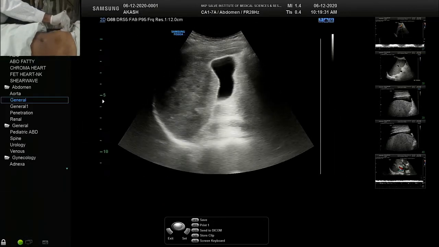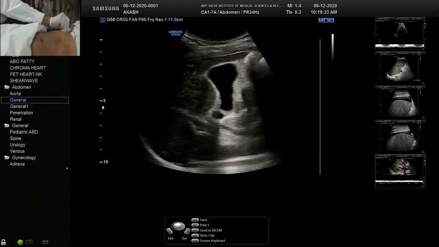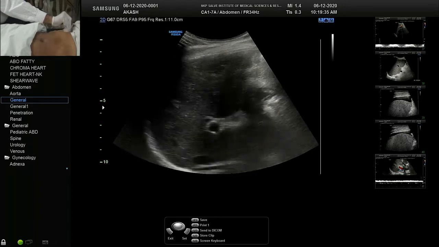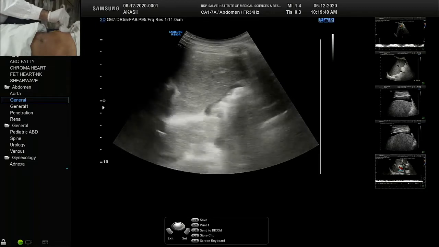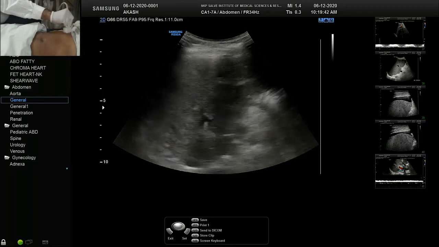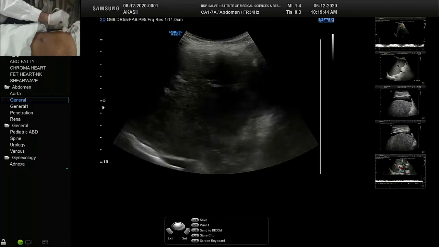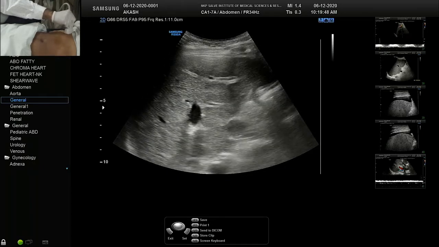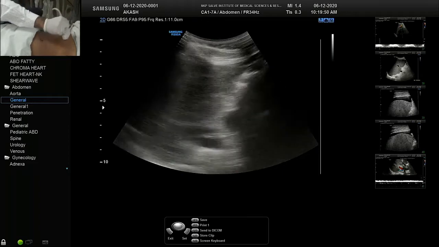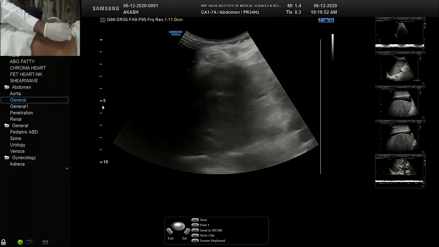We'll see for gallbladder. Gallbladder is normal. There are no anechoic areas in the wall. Nothing at the porta. And that is the ligamentum teres. The vessel is not seen.